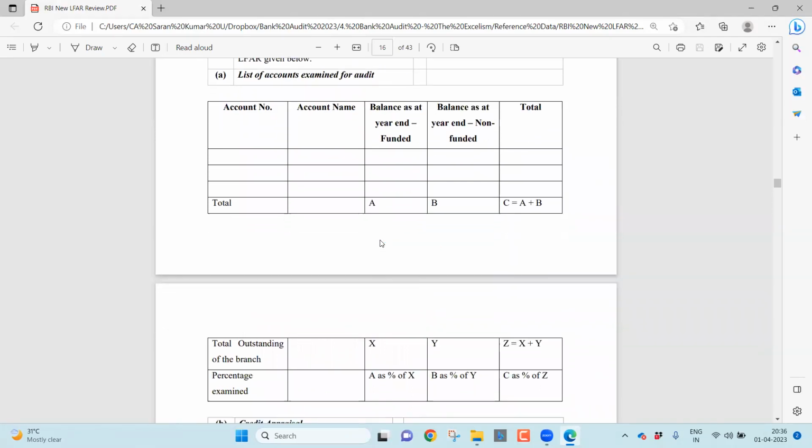As you all know, the LFAR was revised in the financial year 2021, meaning from 31st March 2021, we should follow the new LFAR. In the new LFAR, under the section of advances, there is a table called List of Accounts Examined for Audit. I am always surprised at what people fill in this table.